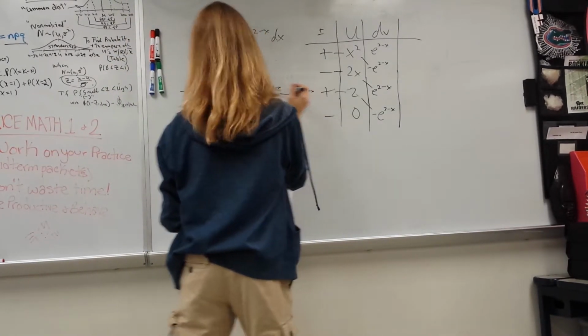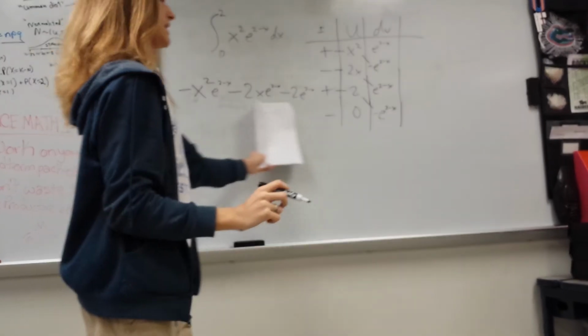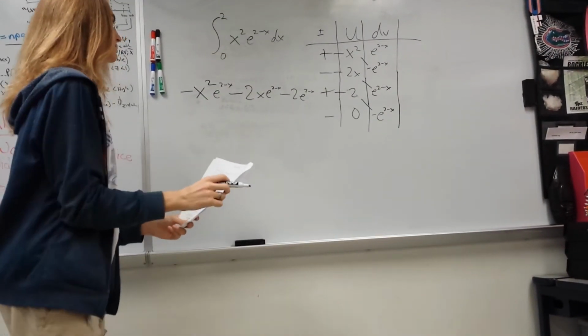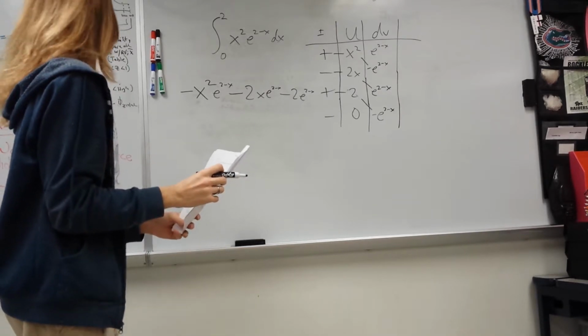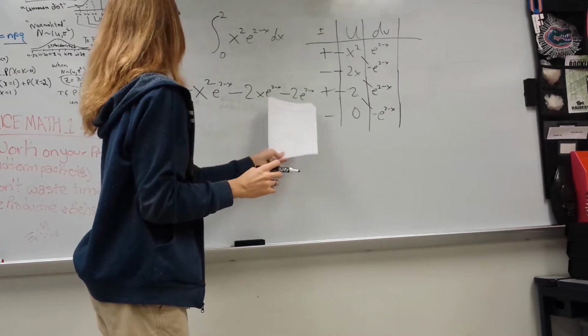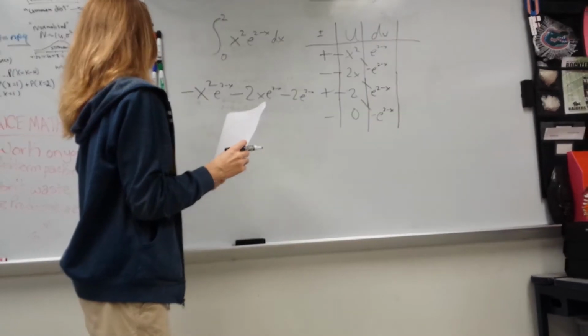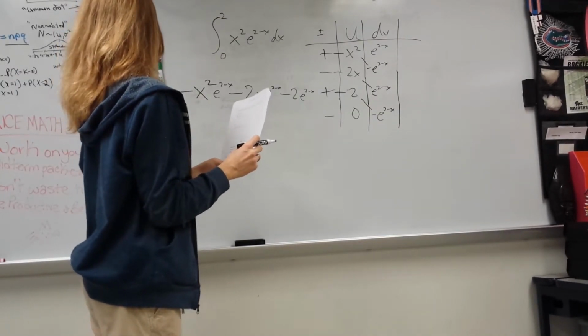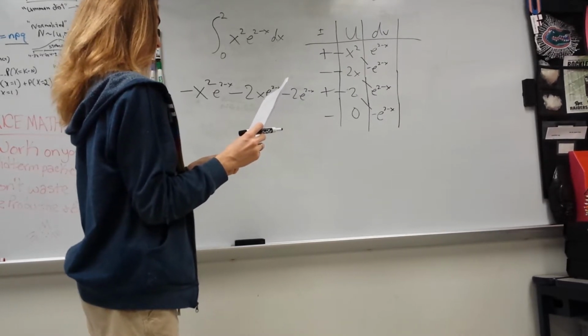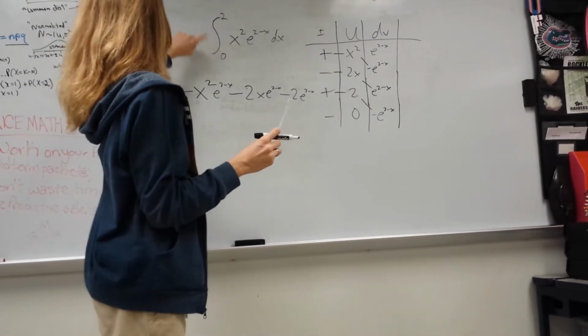So that is our integral, right? It's a trinomial. Can we factor out the e to the 2 minus x? Let's not, let's leave it alone, because we're just going to plug in stuff now. 0 to 2, right?